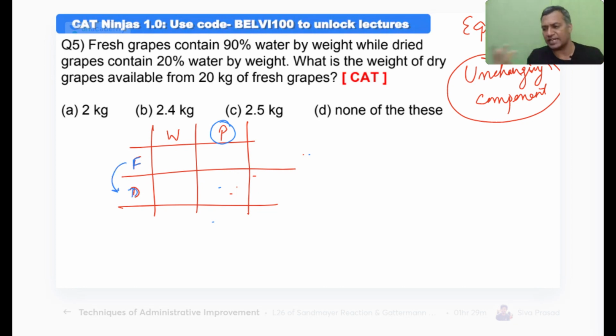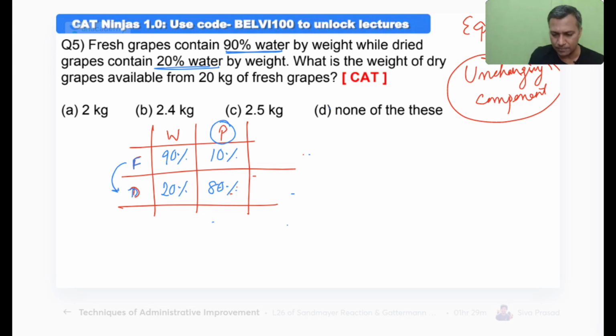So pulp is equal. For example, let us say that I have F kgs of fresh grapes, which after a process becomes D kgs of dry grapes. F kgs of fresh grapes I started with; after getting it through some process in the industry, it becomes D kgs of dry grapes. What is the amount of water content in the fresh grapes? 90%. If 90% is water, the remaining 10% was the pulp. Coming to the second part: what is the amount of water in the dry grapes? 20%, which means the remaining 80% of the dry grapes is pulp.